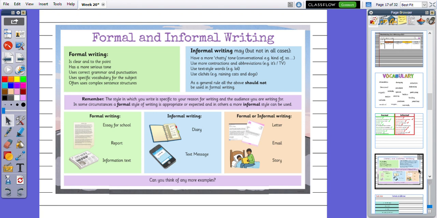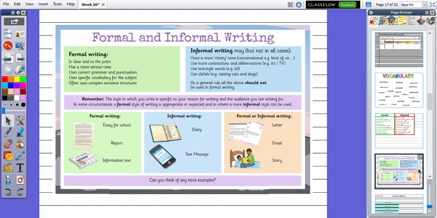They might use contractions and abbreviations, and they might use cliches, so for example, idioms, again, like raining cats and dogs, okay? And we would say that those aren't generally used in formal writing. So remember, the style in which you write is specific for your reason for writing and the audience. For example, if you were writing something formal, like an essay for school or a report or an information text, that would be formal. We wouldn't want to have a chatty style in an important document.